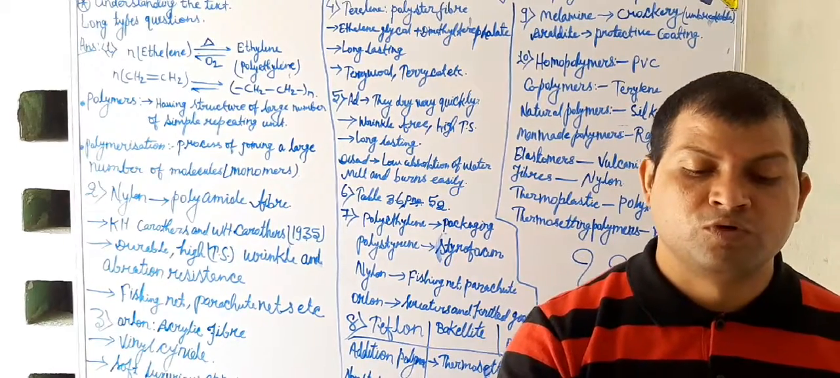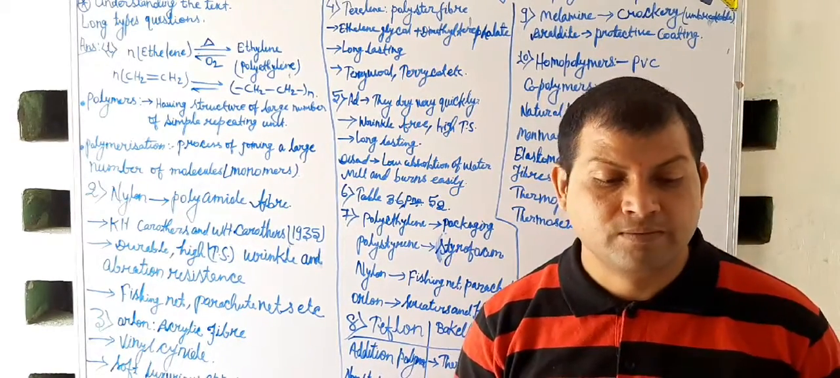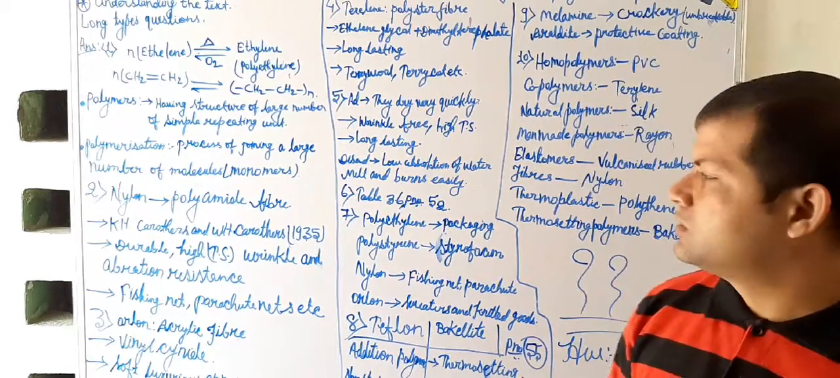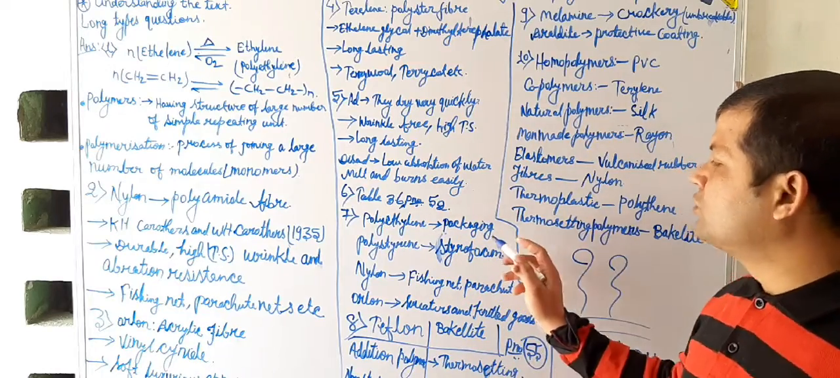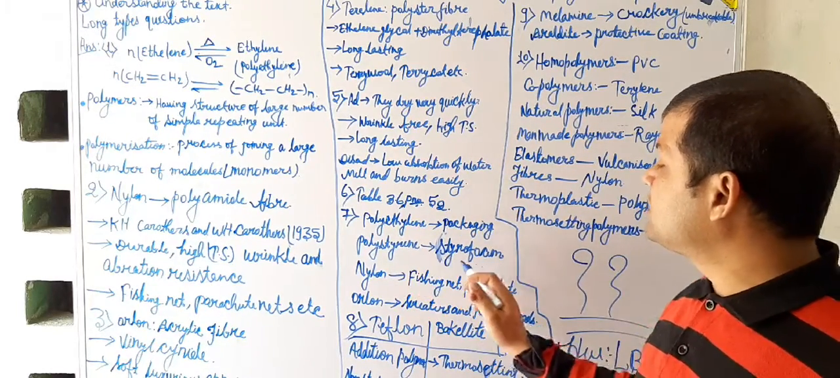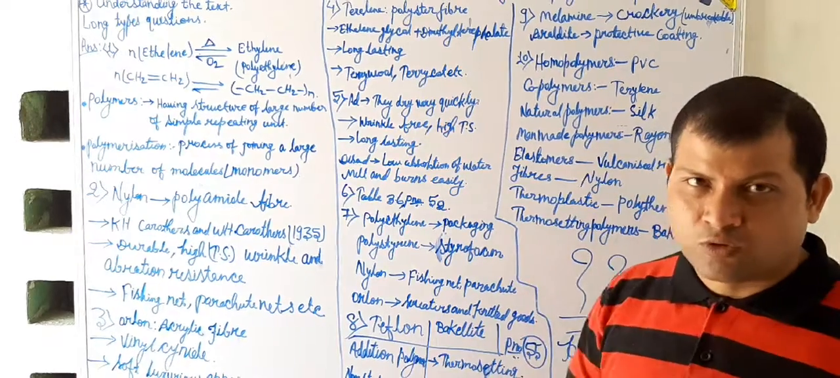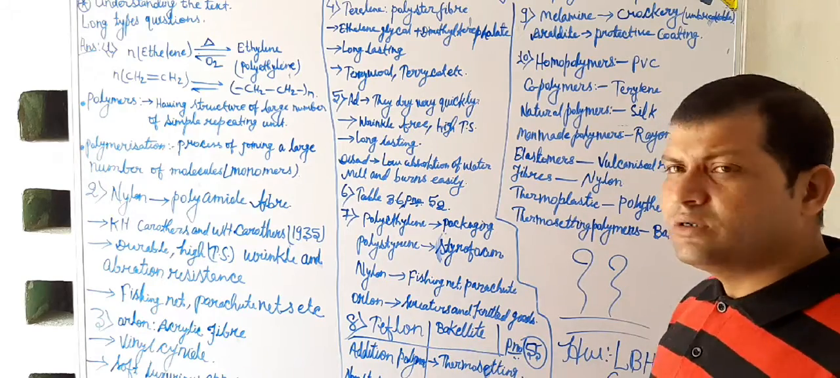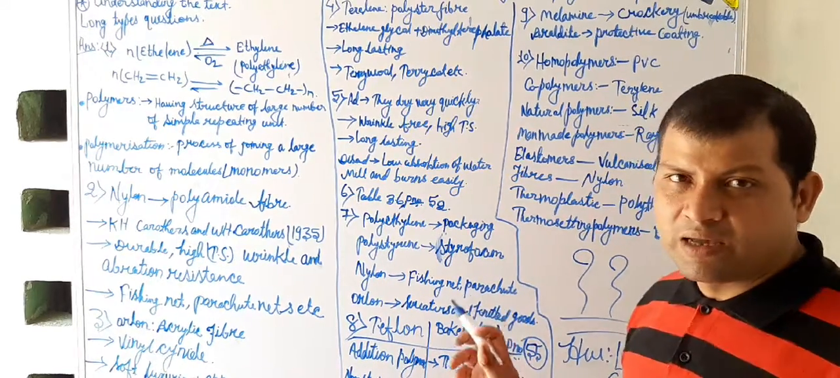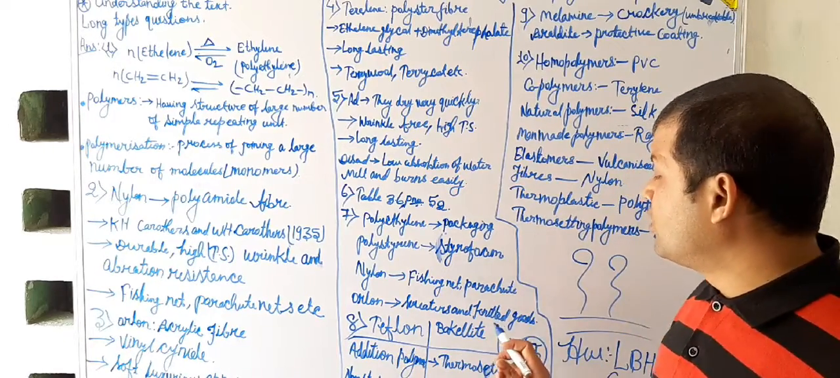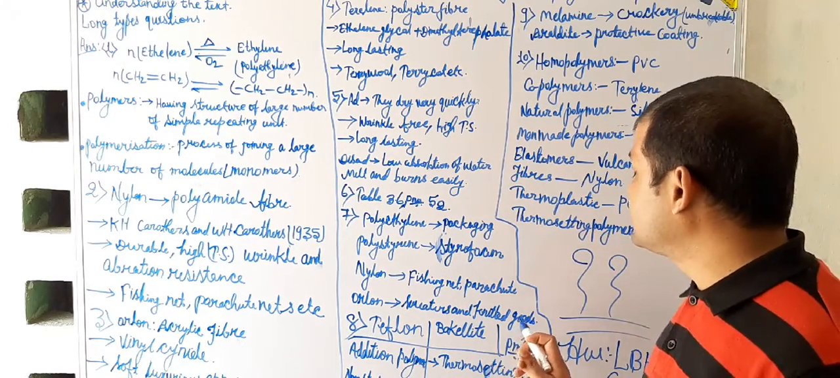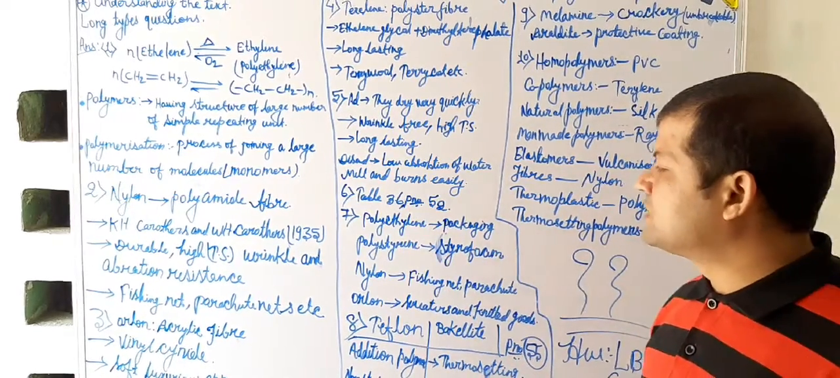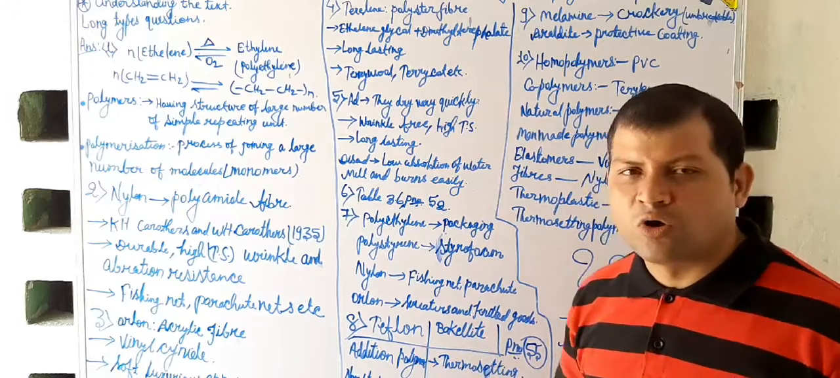So now move towards question number 7. Discuss the uses of polythene, polystyrene, nylons and orlons. Polythene is used in packaging materials. Polystyrene is used as styrofoam, thermocol. You have listened about it. Nylon is used in fishing nets and making parachutes. And orlon is used in making sweaters and knitted goods. So these are the uses of these polymers.